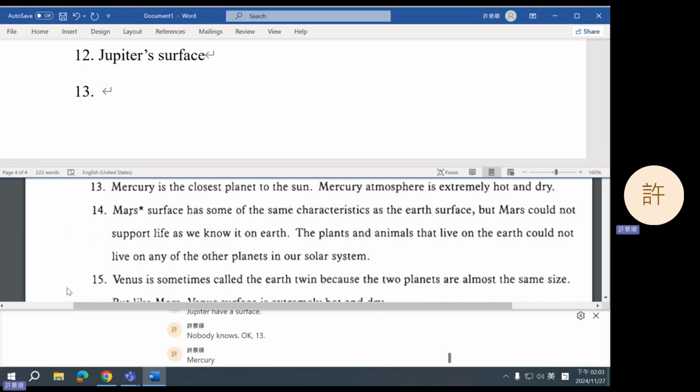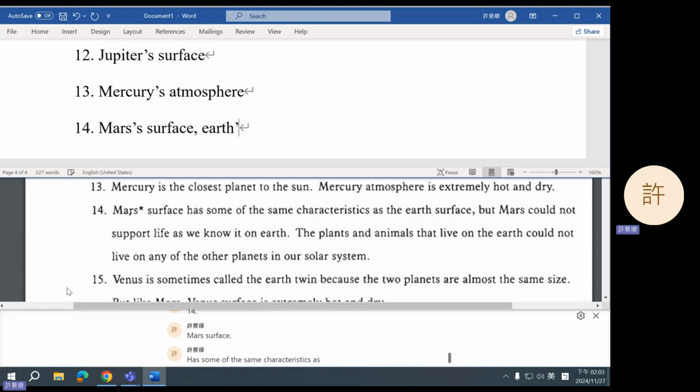Okay, 13. Mercury is the closest planet to the sun. Mercury's atmosphere is extremely hot and dry. 14. Mars's surface has some of the same characteristics as the Earth's surface, but Mars could not support life as we know it on Earth. The plants and animals that live on the Earth could not live on any of the other planets in our solar system.